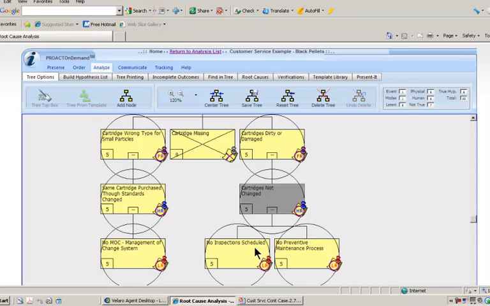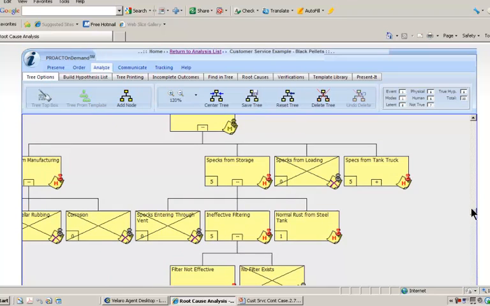No inspection was scheduled, and that was because there was no preventive maintenance process which would have required such an inspection. So these systemic issues, the LRs or the latent roots, forced the decision to not change the filters because they weren't required, or the cartridges, and this resulted in the black specks being permitted to get into the storage process.